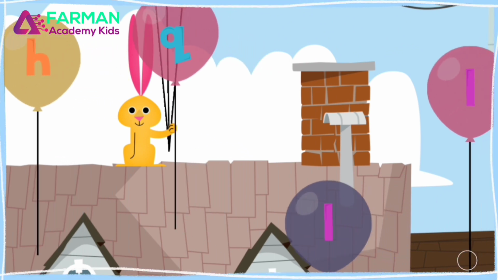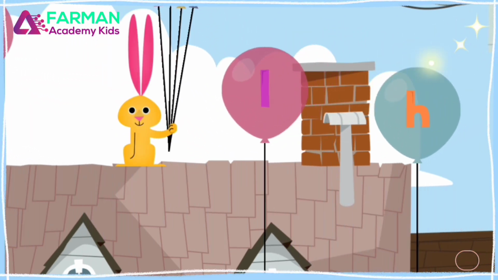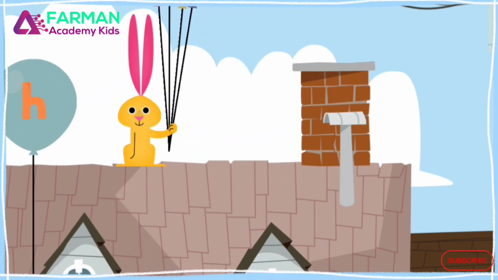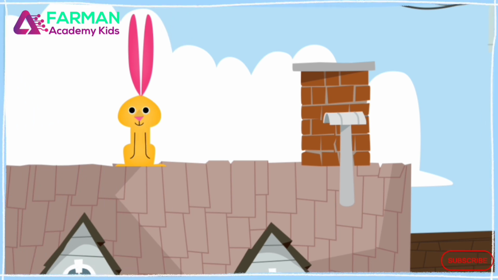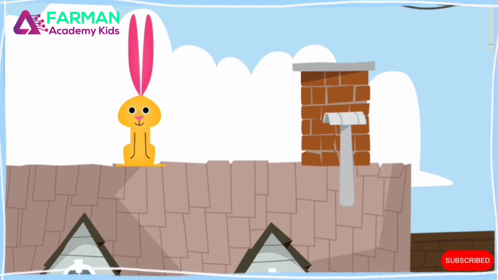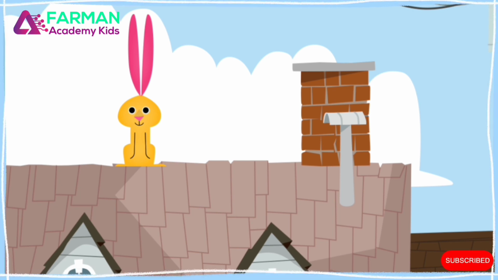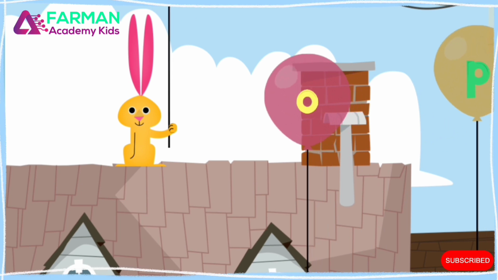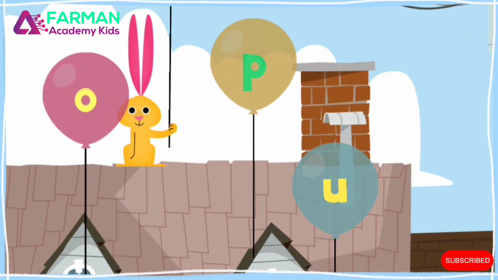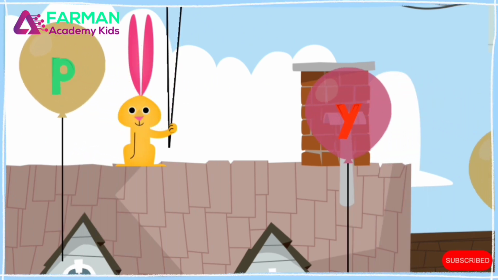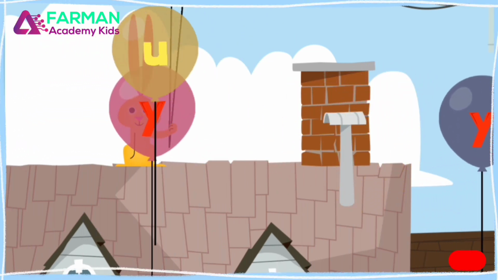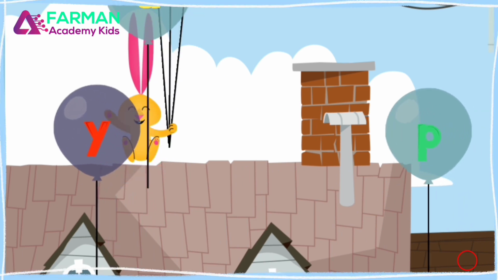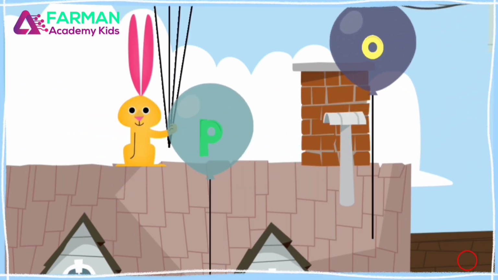Drag the letter U to the rabbit. Woohoo! Good work! You dragged the letter U to the rabbit. Put the ball with the letter L. Good job! Help the bee with the letter F fly to the hive. Good thinking.